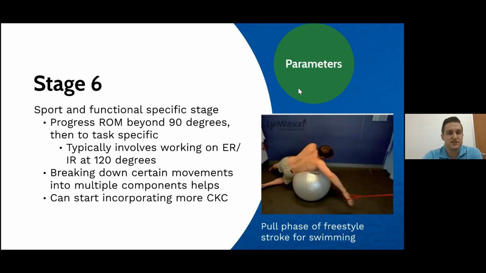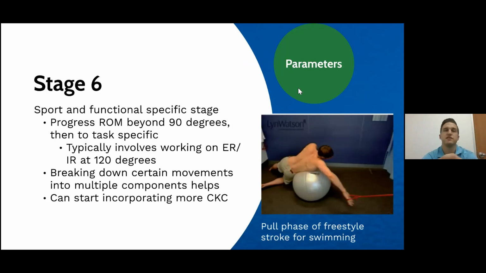Stage 6. So this is more the return to sport and return to work, or function-specific stage. Earlier we had been keeping the range of motion at 90 degrees and below, but now we're trying to go beyond to get to full function at this point. And it's a lot more task and sport movement specific. So this typically involves working with ER and IR at 120 degrees.